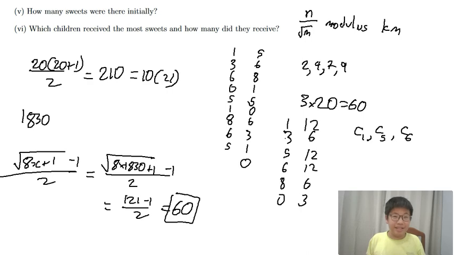And how many did they receive? 12. Now this is very interesting because, compared to a previous question I did in an earlier video, at least the children don't have diabetes.